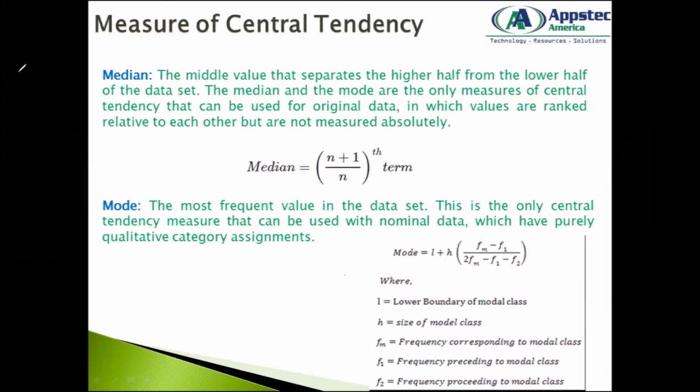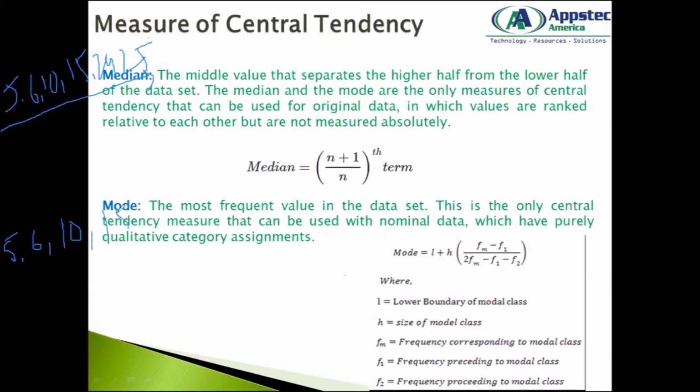So let's say I gave you the numbers 5, 6, 10, 15, 20, 25. Now if you arrange these values in the order of their magnitude, that means 5 will come first, followed by 6, followed by 10, followed by 15, followed by 20, and then followed by 25. Now, what does median mean? Median is the middlemost observation in my data arrangement. That is, 50% of observations would be above the median and 50% of the observations would be below the median.